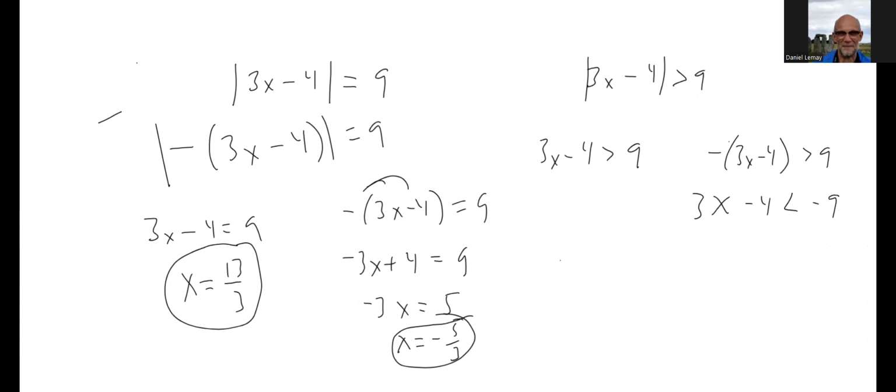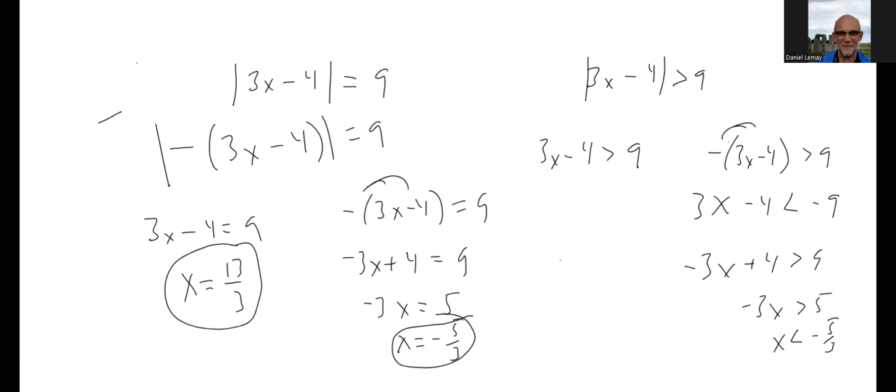And even if you didn't do the switching right off the bat, if you just distributed the negative through, negative 3x plus 4 has to be greater than 9. I'll subtract 4. Negative 3x has to be greater than 5. I'll divide by a negative. That means you've got to reverse the direction of the inequality and make it negative. So you see, you get the same answer either way.